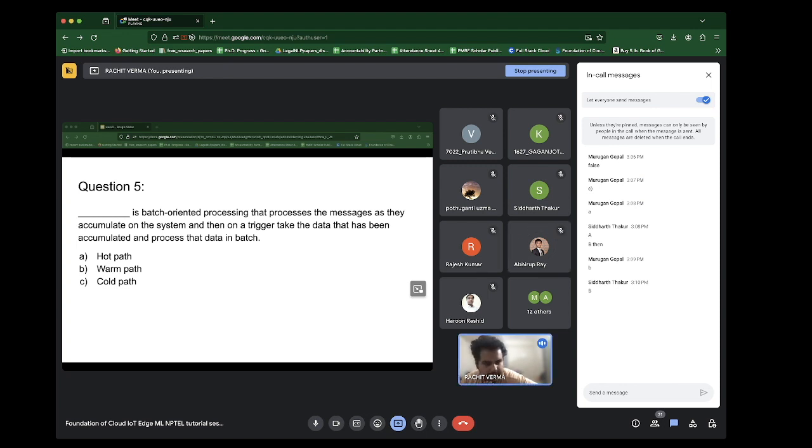Does anyone else have any other responses? Warm path. Okay, so cold path would be the most intuitive answer in this case, but over here we have not specified any durations, right? So wherever there is some amount of batch processing, you could say even warm path fits in there. We have not said it has to be a very long time. So even 15 or 20 minutes would satisfy.